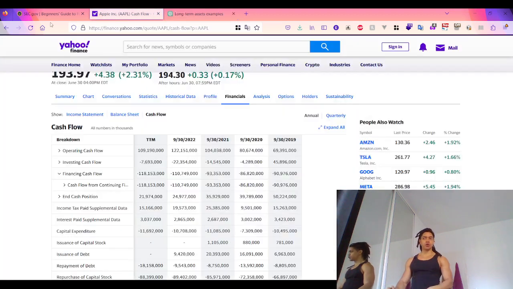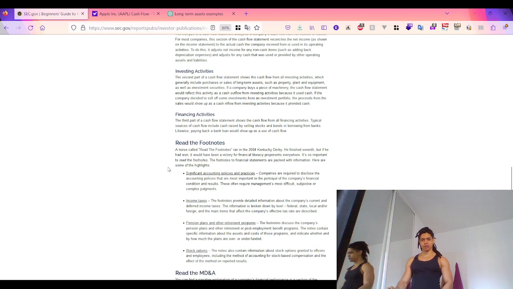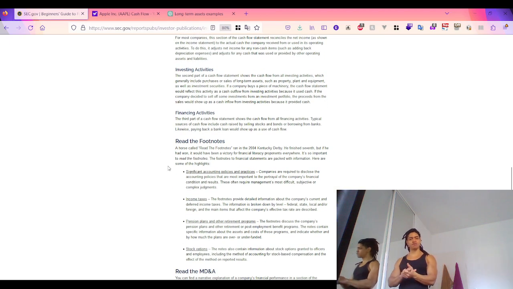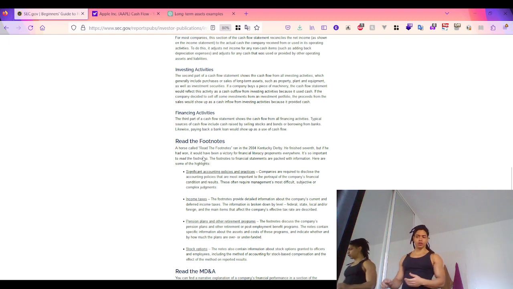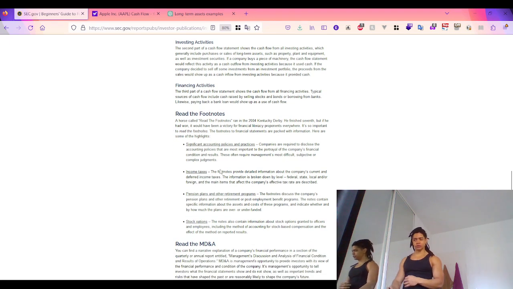Then I look at the footnotes here. Read the footnotes, because they are packed with information, which after all is what this video is about. The footnotes of this financial statement come with some important information, a significant amount of accounting policy and practice, meaning that the company must disclose its accounting policy.